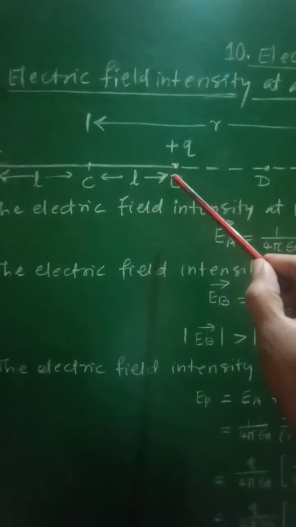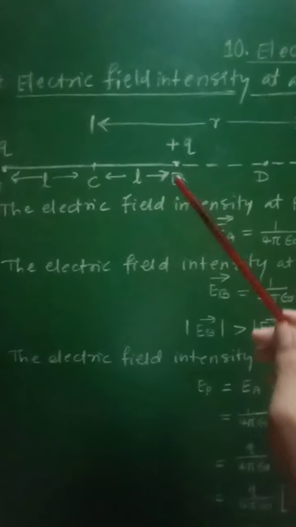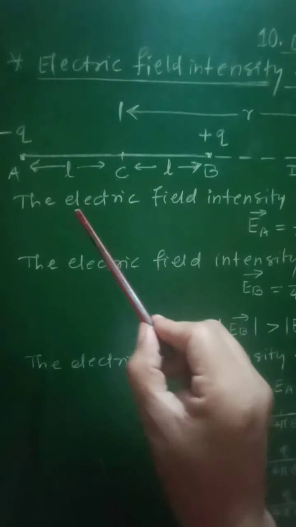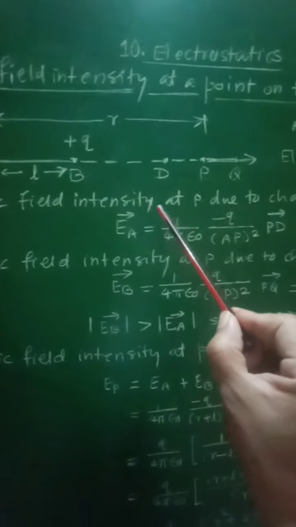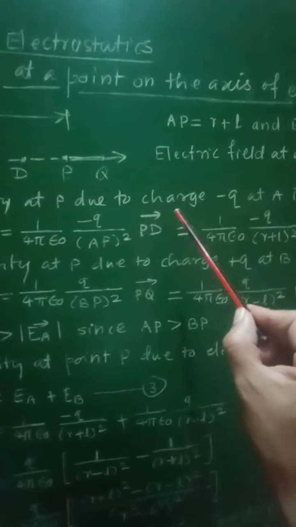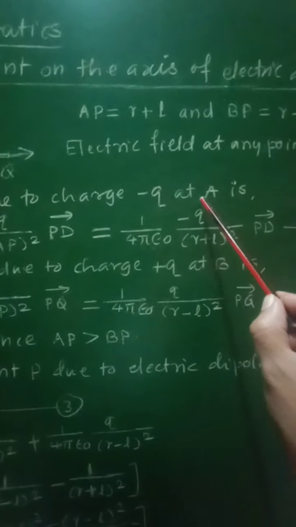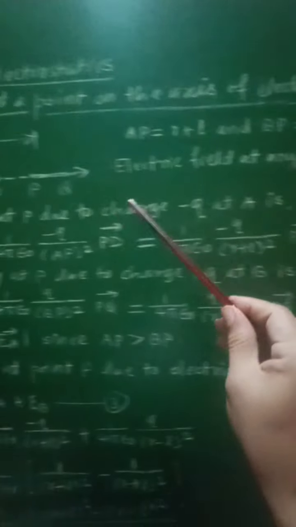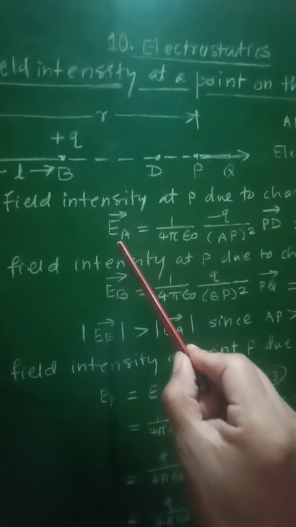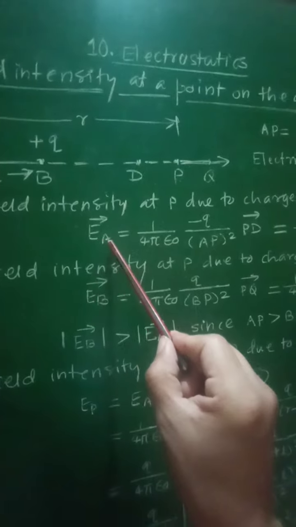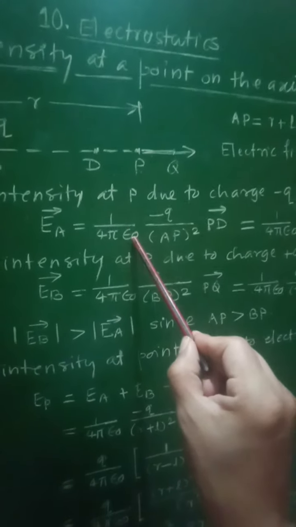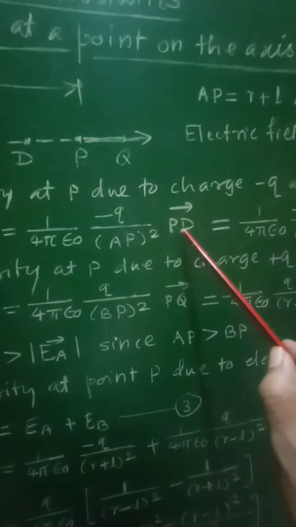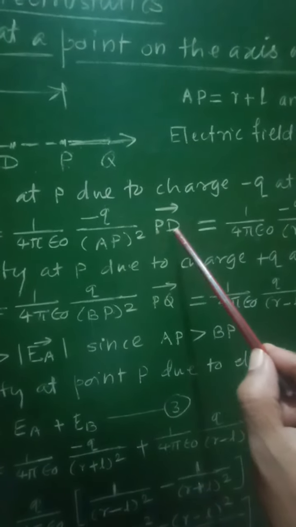Therefore, as the electric field intensity at point P is due to both these electric charges minus q and plus q, let us find these electric fields at first. The electric field intensity at point P due to the charge minus q situated at point A will be given by using this formula, as vector EA. So, the electric field intensity at point A will be equal to 1 upon 4 pi epsilon 0 into minus q upon AP square into unit vector PD.